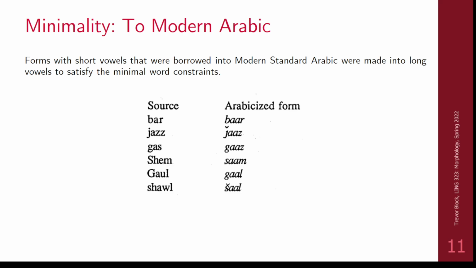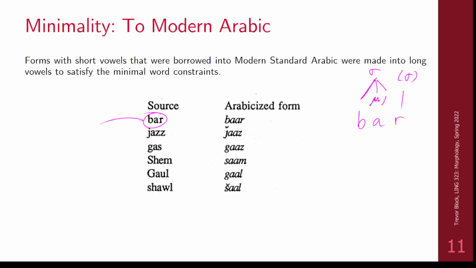We also see this evidence in borrowed words. These are words from English on the left, and they were borrowed into Arabic. If you have a word like bar in English, and we think about how this is in Arabic, if we just did bar, and this A was short, we would end up with one more on the A, we'd end up with nothing on the R, so it would not meet the minimal word constraint.